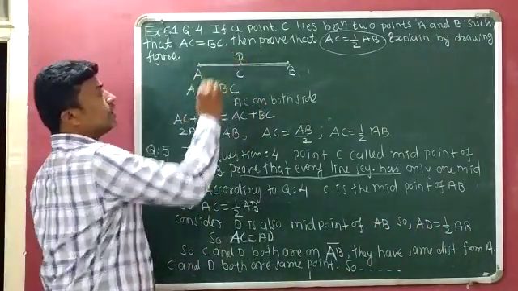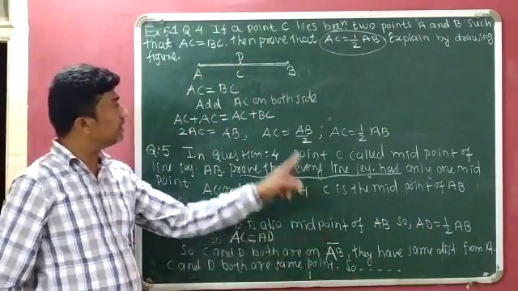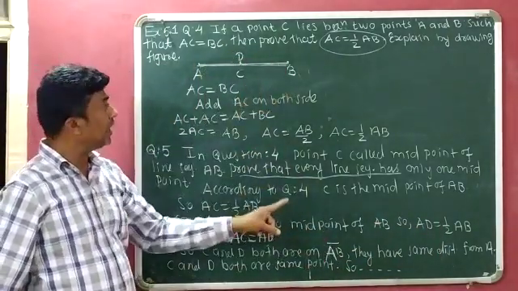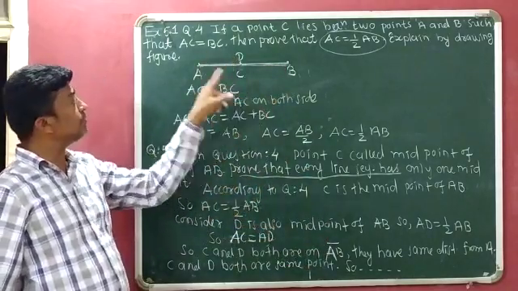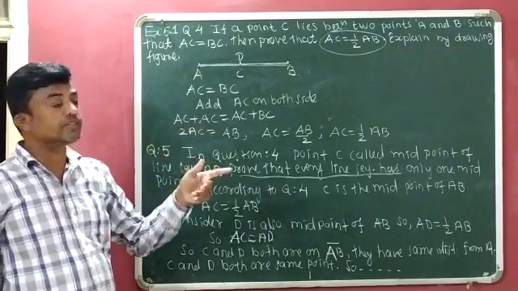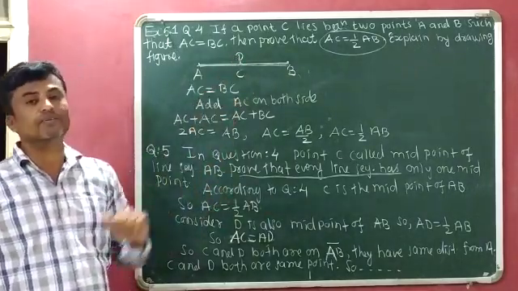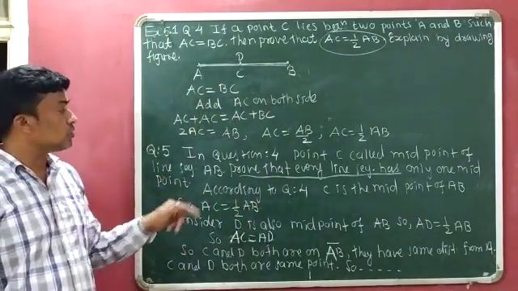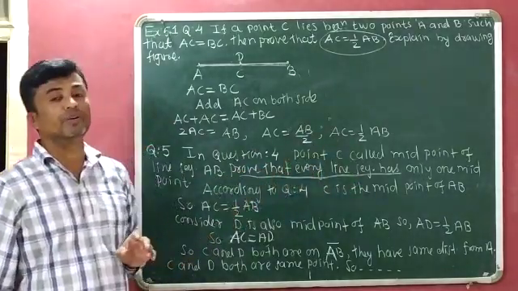Suppose here only point D is available. So C and D both are on line segment AB and they have the same distance. Point C and point D both have the same distance from A. So we can say that point C and point D both are the same point. So we can say that every line segment has only one midpoint.